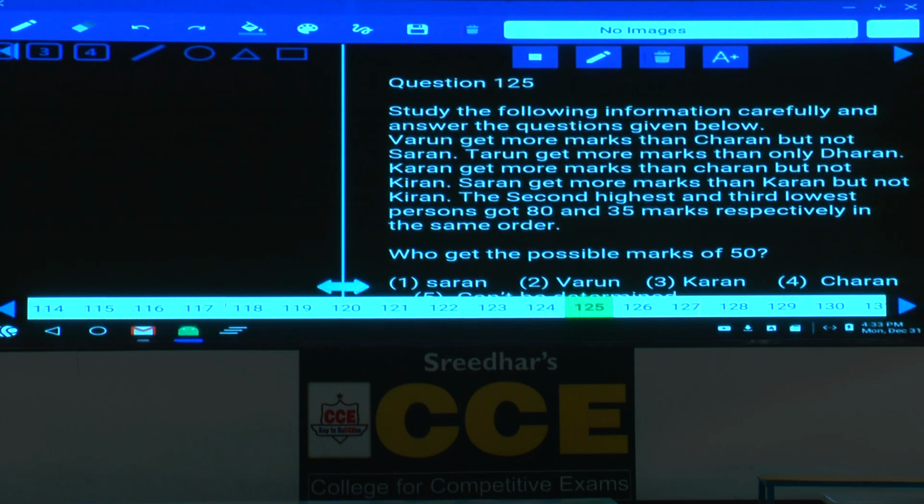125 to 128, Varun gets more marks than Charan? Yes, tell me what are the answers here? Varun got more marks than whom? Varun got more marks than Charan, but not as good as Charan. Hence Charan got more marks than Varun, isn't it? And Tarun got more marks than only Dharan. Now these two persons are at the last two places. This person Tarun got good marks than only one person, that is Dharan.